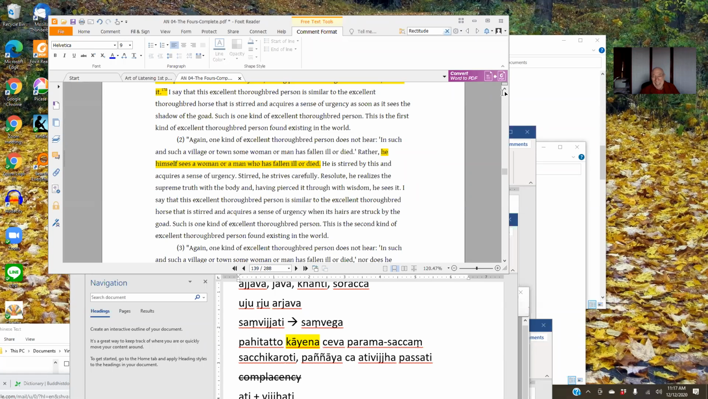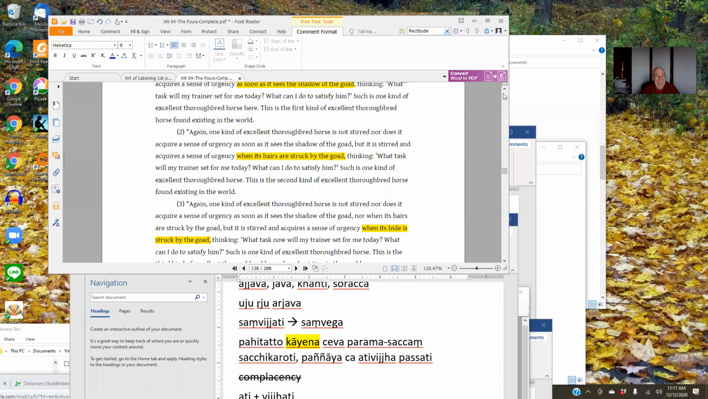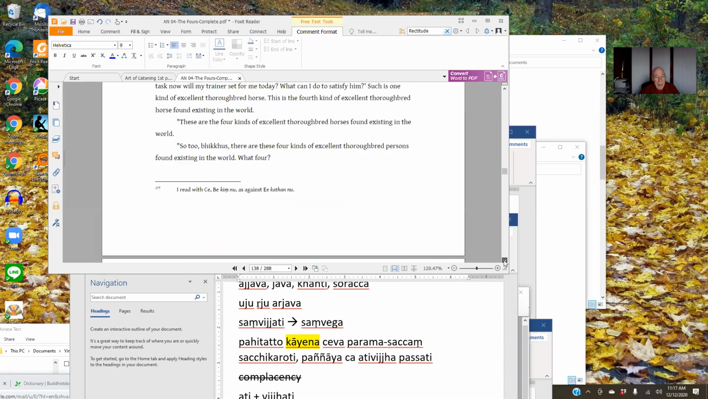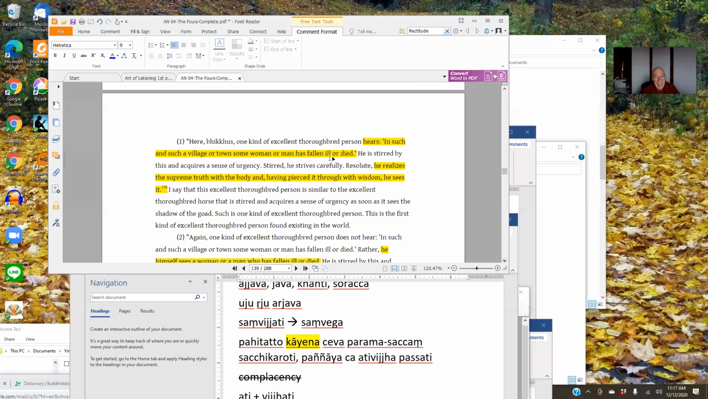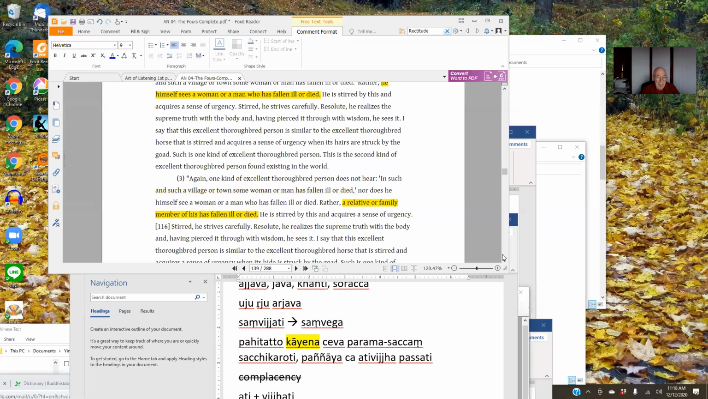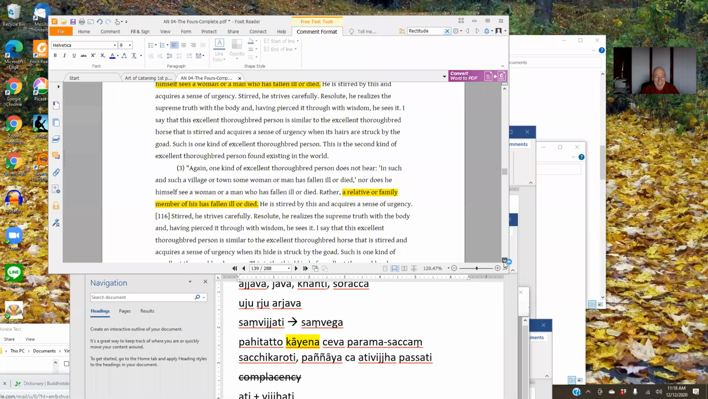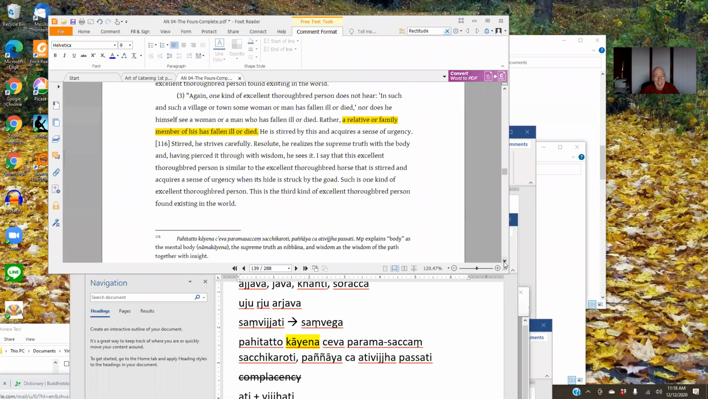The most heedful one, the one who is most earnest, is the one who is stirred to a sense of urgency simply by hearing about somebody falling sick or dying. And the most sluggish one is the one who has to wait until he falls ill himself in order to start striving. Okay, I see. Thank you.